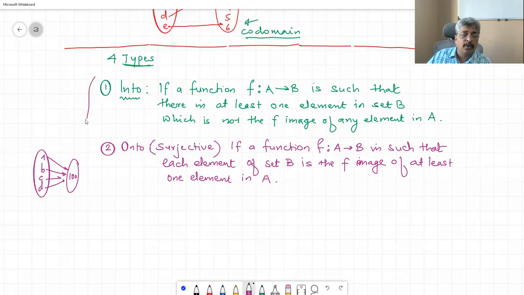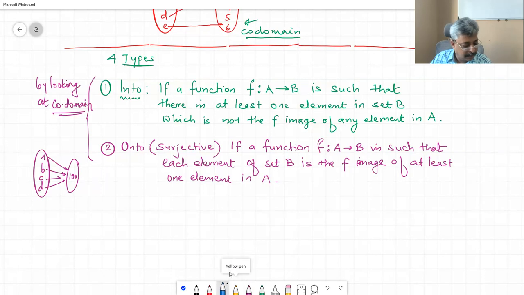So these two are by looking at the codomain. How do elements in the codomain look like? Are they all images or are they not all images? Okay, next is one-one, which is also called injective.